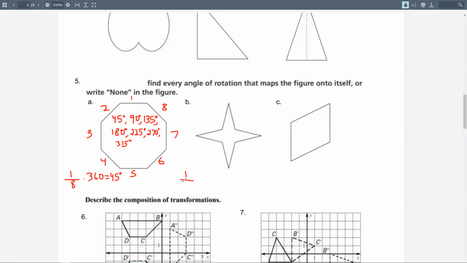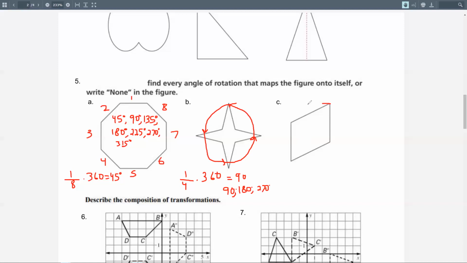For B, if you rotate it, it's going to match up 4 times. So we're going to do 1/4 times 360. Every fourth of a rotation, it's going to match up, and so that's going to be 90 degrees. If you rotate it 90 degrees, it matches up. If you rotate it another 90, which is 180, it'll match up. If you rotate it to 270, it's going to match up, and then it'll match up all the way around at 360. So we should have 90, 180 works, and 270.